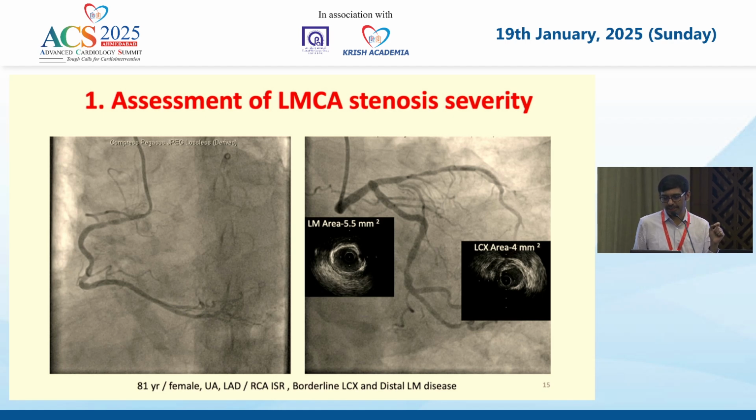So this is an example of an 81-year-old female with unstable angina who previously had LAD and RCA stents. Both came with ISR. She additionally had borderline LCX and distal left main lesions. She had repeat stenting of the LAD and RCA lesions. Then we assessed this LCX. You see that this area is more than 4 millimeters square, which has a very high negative predictive value for ischemia, so that was left alone. And in this 81-year-old small stature female, this area of 5.5 millimeters square, even though it is less than 6, can be left alone safely. That is what was done for this patient.